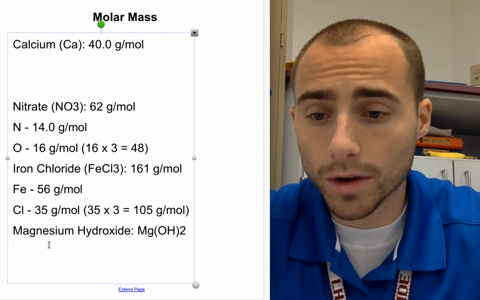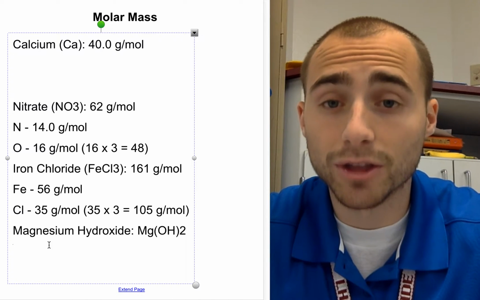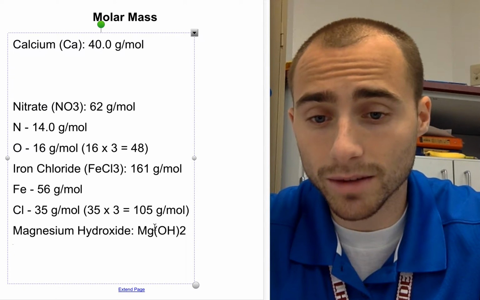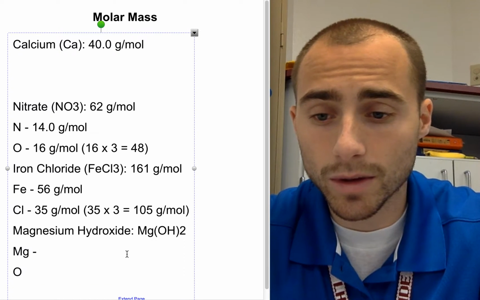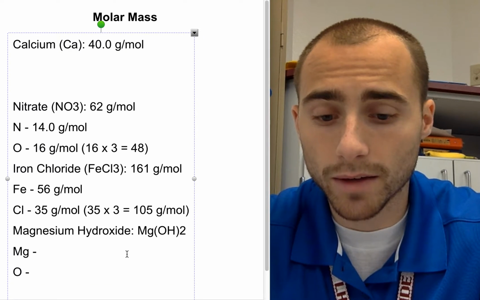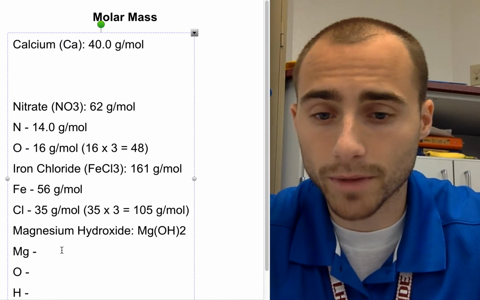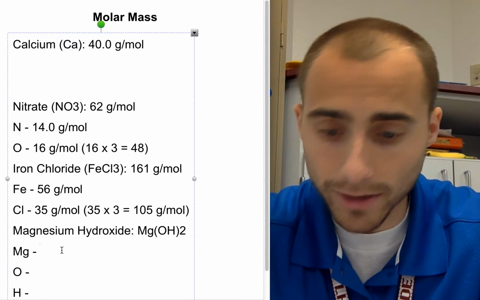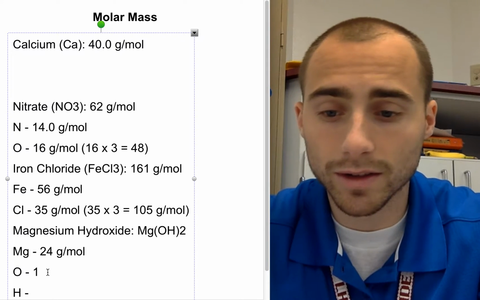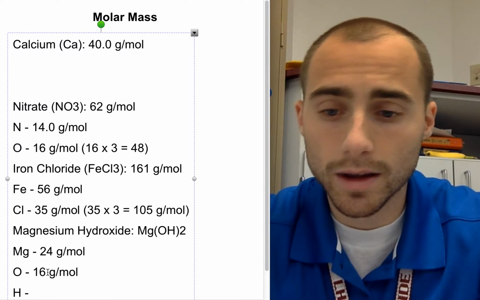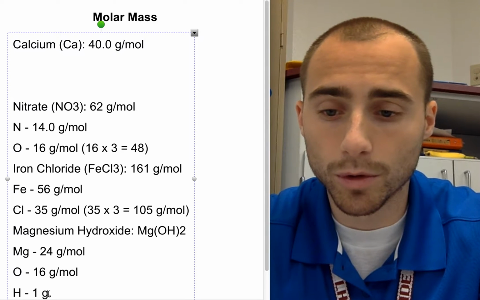We'll look at one more here, magnesium hydroxide. We have 3 elements involved. We have magnesium, we have oxygen, and we have hydrogen. So we have Mg, we have O, and we have H down there at the very bottom. Mg, its molar mass is 24 grams per mole. Oxygen is 16 grams per mole. And hydrogen is 1 gram per mole.